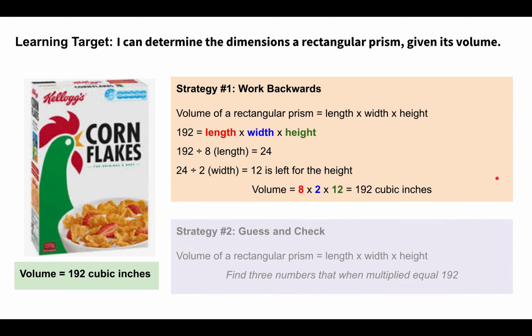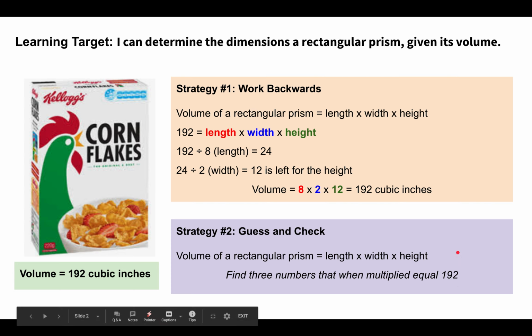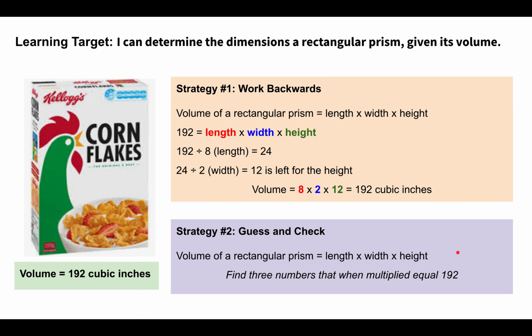The next one, it's just guess and check, guys. If you know that you need 1, 2, 3 numbers that are going to multiply to make 192, you can just guess and check until you figure it out. Your goal is to find 3 numbers that when you multiply them, get you to 192. This method might take a little bit longer, but you'll definitely get there and you'll get more than one correct answer. Don't forget to just think about, does your answer make sense? Is it realistic?